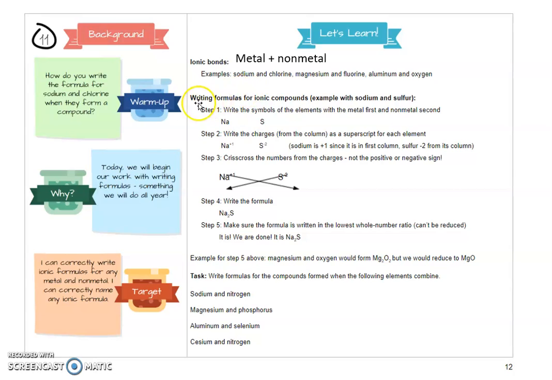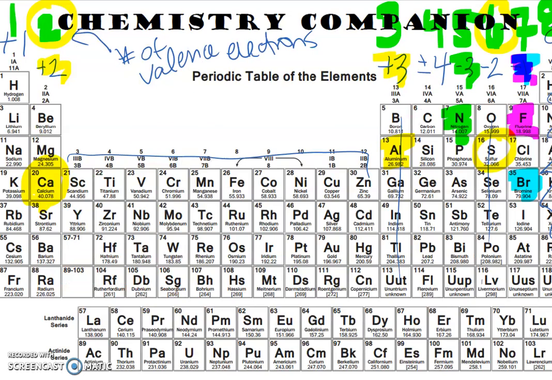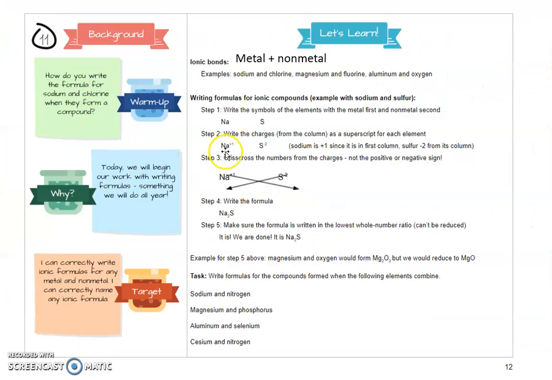Okay? Now, how do we write their formulas? And we're going to talk about this all year long. Okay? You need to write their symbols. So you write the metal, then the nonmetal. So if we're doing sodium and sulfur, for example, metal first, so sodium is Na, sulfur, nonmetal, is S. You write the charges, so you look back at your periodic table, okay, so sodium is in this first column, so it's +1, sulfur is in this column, so it's -2, so all we did is write +1 next to sodium, -2 next to sulfur. So again, I wrote sodium as +1 since it's the first column, sulfur is -2 from its column.